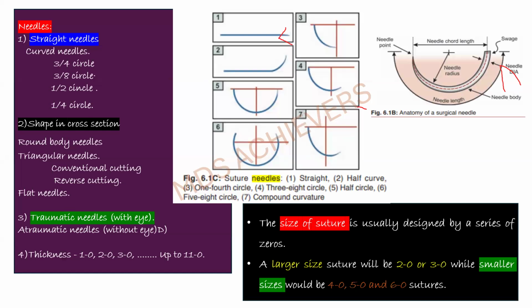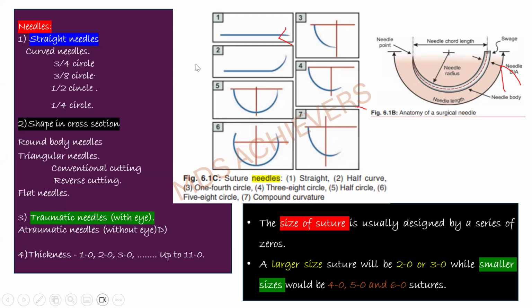Coming to the needles, they are classified into two types: straight and curved needles. Straight needles are not used in dentistry at all. Curved needles are 3/4, 3/8 of a circle or 1/4 circle. You can see in the images.